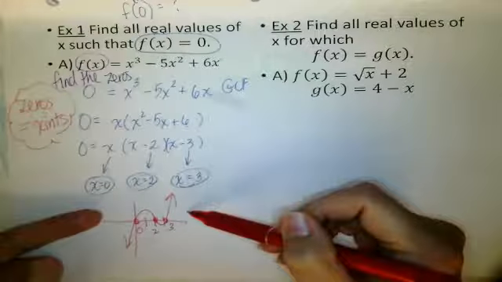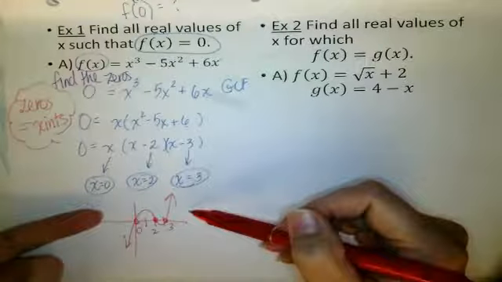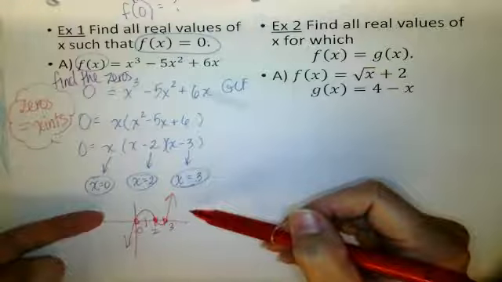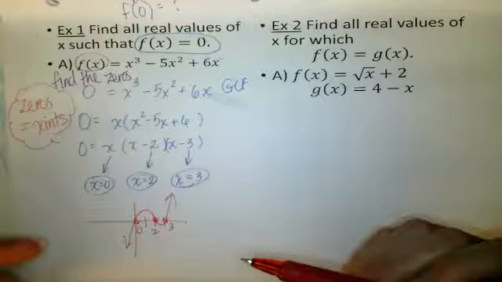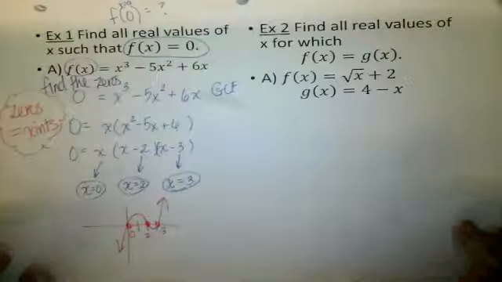This is perfect justification on a test of what you did. Okay? I know exactly what you did on that test with your calculator. Draw a picture, label it, you're good to go. Okay? All right, example 2.